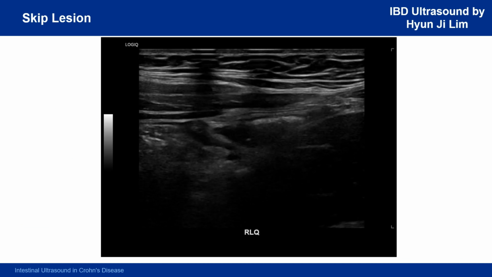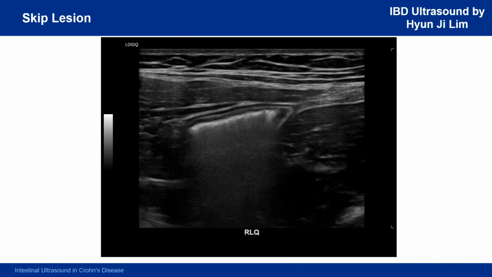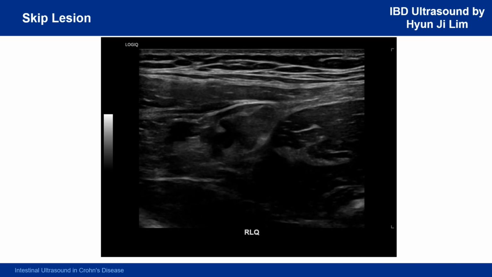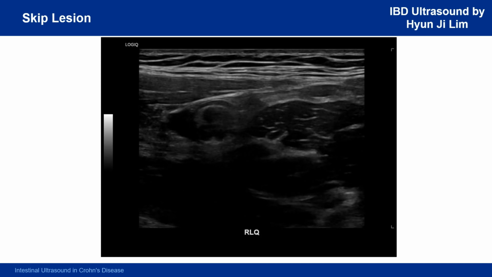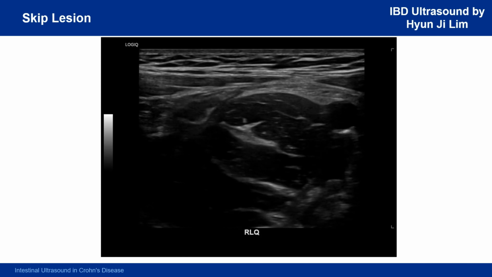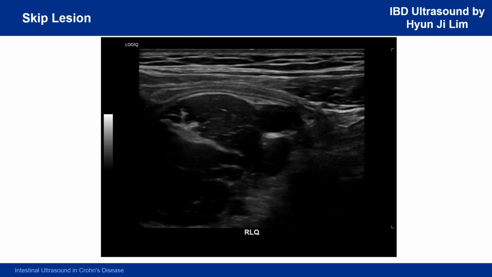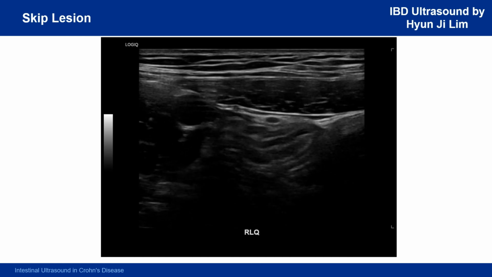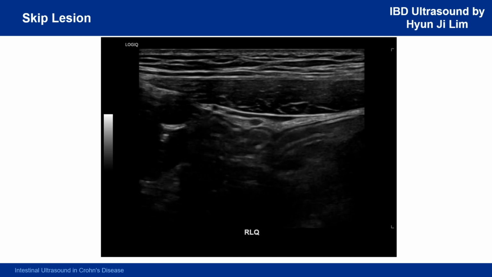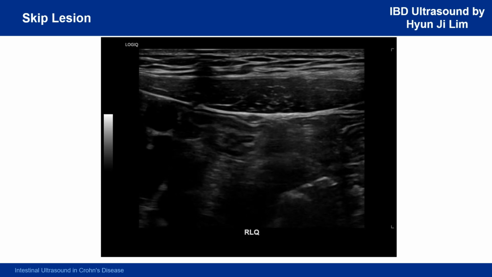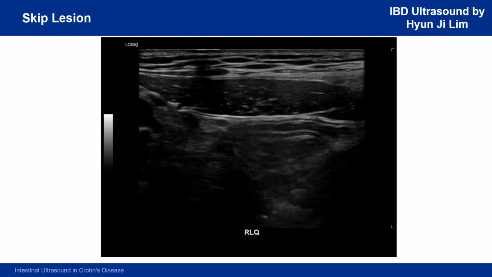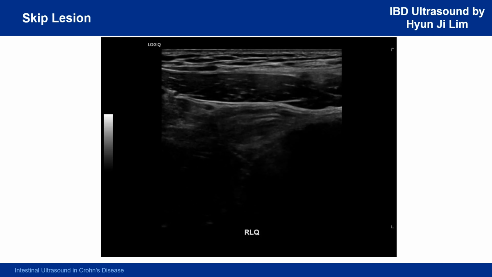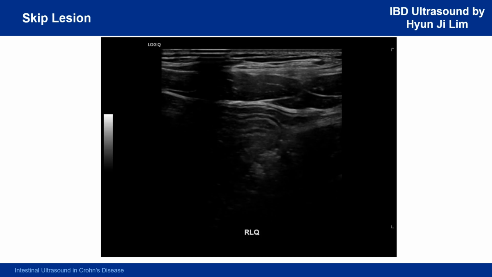This is the terminal ileum. There is no significant wall thickening in the distal terminal ileum. However, as we trace the proximal part here, we can see an abruptly thickened bowel wall. The more proximal bowel then returns to the normal wall thickness. This finding represents a skip lesion, which is one of the characteristic imaging features of Crohn's disease.